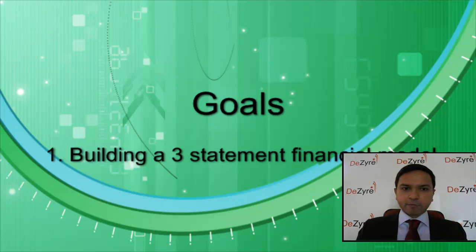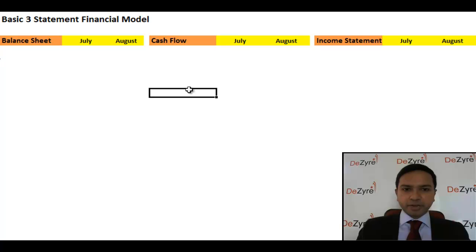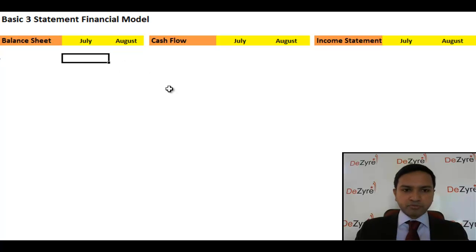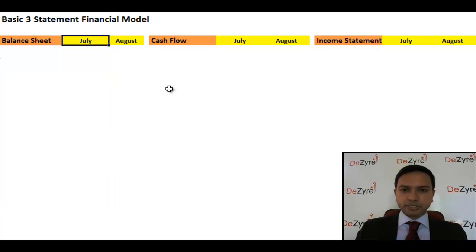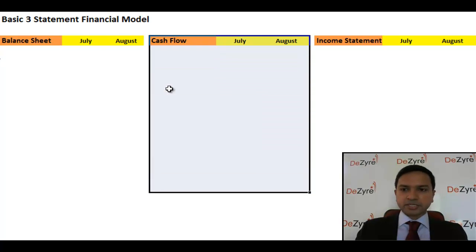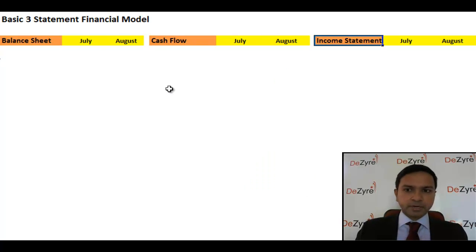And what I've done is I've already set this up at a very basic level for you. The first thing here, this is the balance sheet. We're going to do it for July and August. The second statement you see here, this is the cash flow, and again it's for July and August. And the third statement you see here is the income statement, once again for July and August.